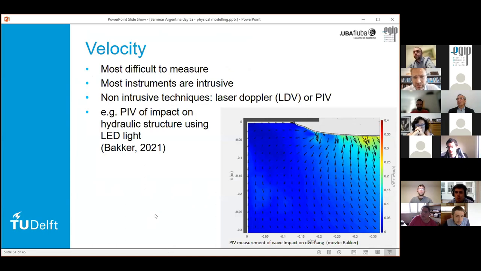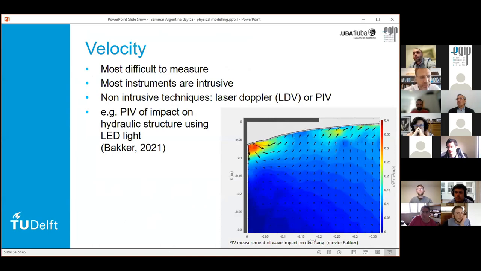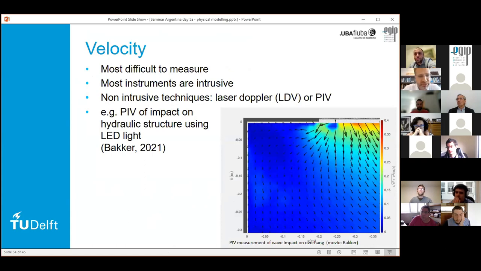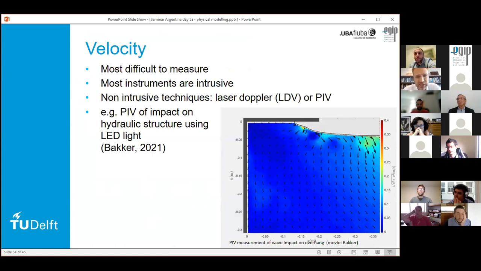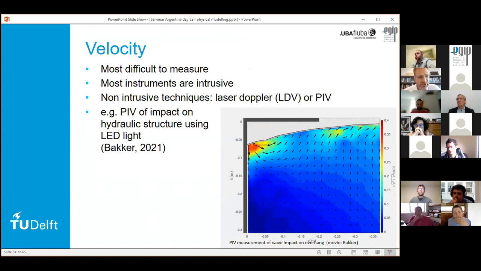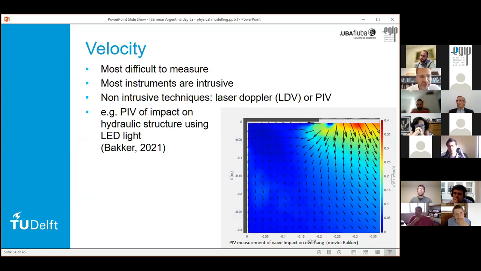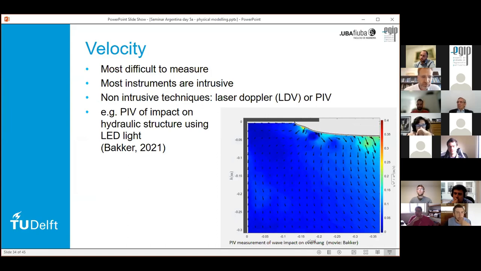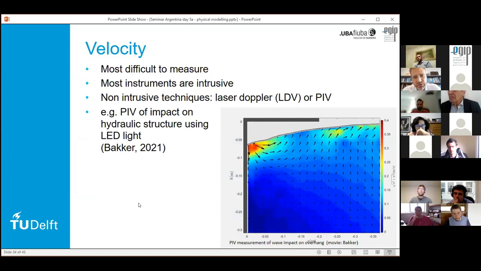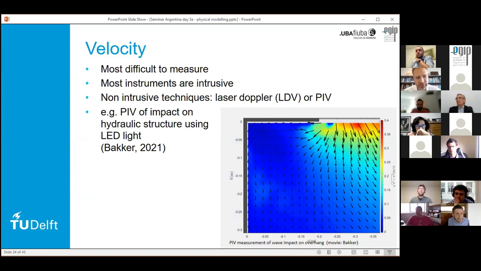But I do want to show this one. Velocities we sometimes measure. For a breakwater test, for instance, we always measure the waves coming in and the damage that occurs, so we never measure the velocity. But for wave impacts like this study, we typically do want to know a velocity. And velocities are actually the most difficult to measure because they are everywhere in the domain, they are different in three directions, it's a vector with three dimensions, and it's also changing in time, of course. It's very difficult to assess because you do not want to disturb the flow.